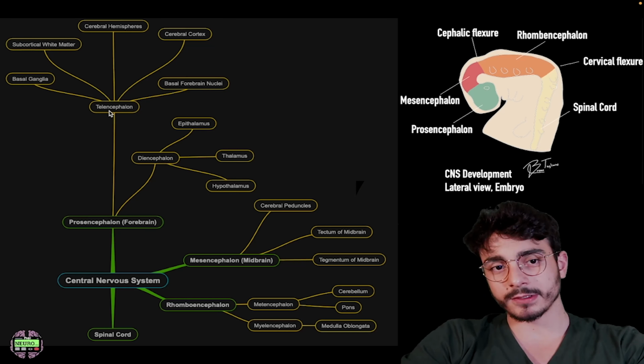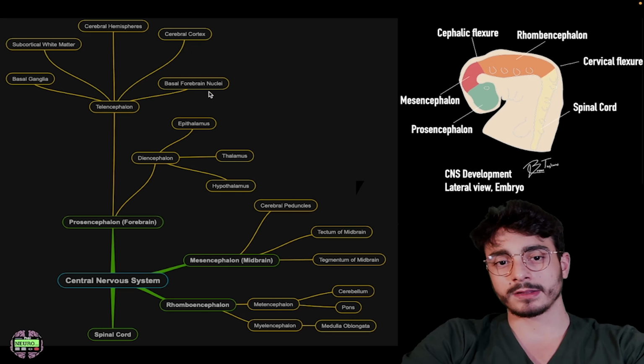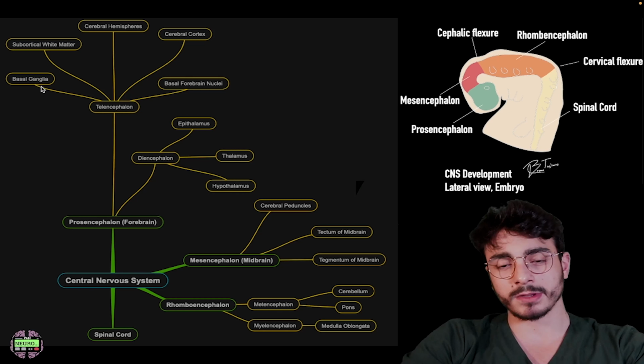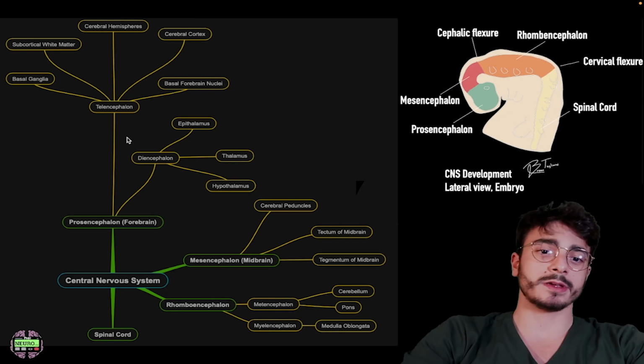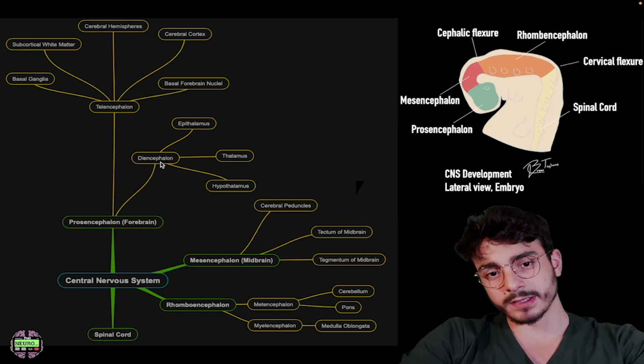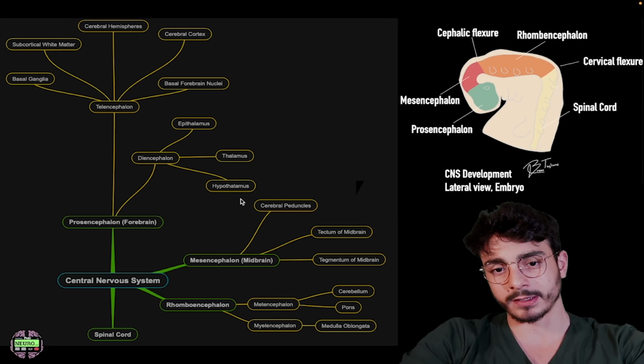The telencephalon will give rise to the cerebral hemispheres, the cerebral cortex, the basal forebrain nuclei, the subcortical white matter, and the basal ganglia. The other part from the prosencephalon, or the forebrain, is the diencephalon, which will give rise to the epithalamus, thalamus, and hypothalamus.